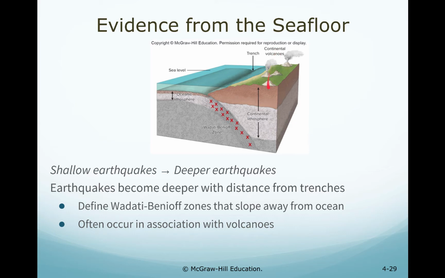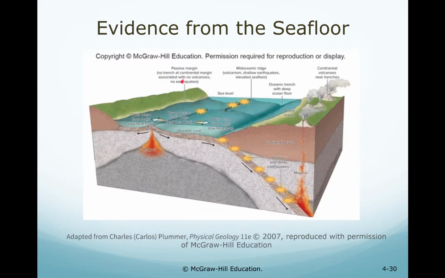So, continental volcanoes. Here's the continent. Here's the ocean. Here's the Wadati-Benioff zone, and it slopes away from the ocean. Here's the passive margin. There's no trench at the continental margin right here. The mid-oceanic ridge. A trench, with deep ocean floor right here, like the Mariana Trench would be right along here. Continental volcanoes near the trenches.